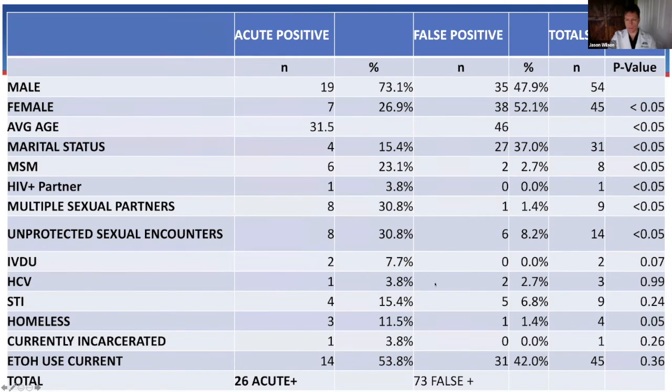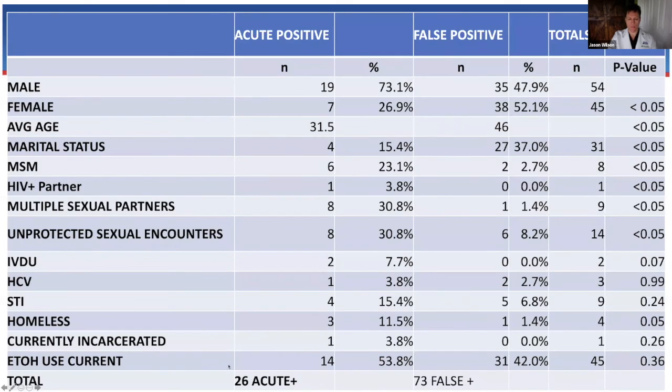Really no difference in hepatitis C status or difference in previous sexually transmitted infections. There were 3 homeless patients in the acute positives group, only 1 in the false positive, right at the 0.05 and some change levels, not quite statistically significant there. One of the patients was currently incarcerated who was an acute positive, and really no difference in alcohol use presence between the 2 groups.